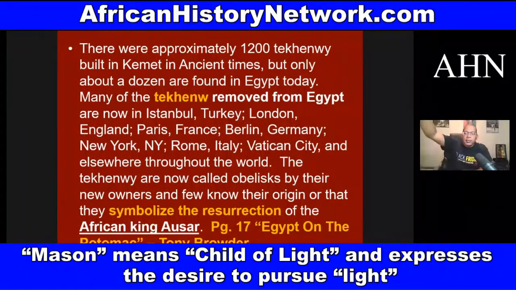So people will see these and not know that it's from Africa, either physically taken from Africa or that the symbol originally comes from Africa. They're just associated with wherever it is. Yeah, they're stolen. But they won't associate them with the Nile Valley region of Africa. They won't associate them with African people. So the Tekhenu are now called obelisks by their new owners, and few know their origin or that they symbolize the resurrection of the African king Asar.